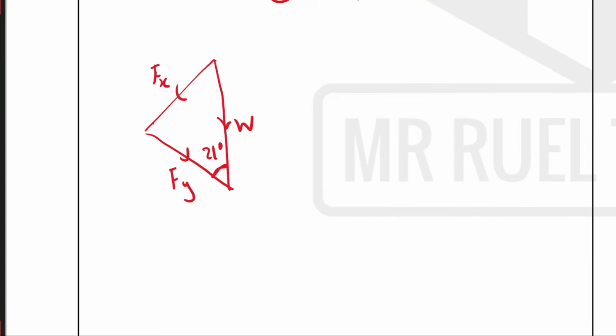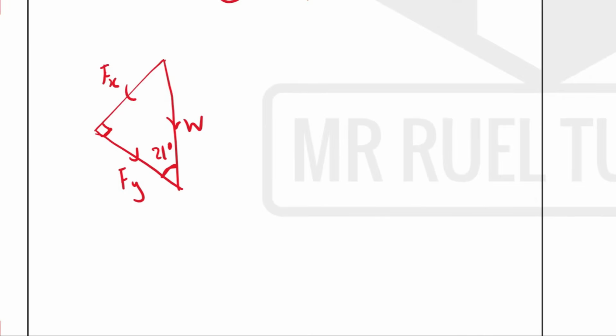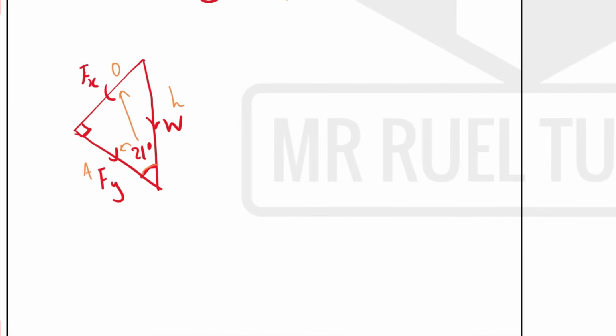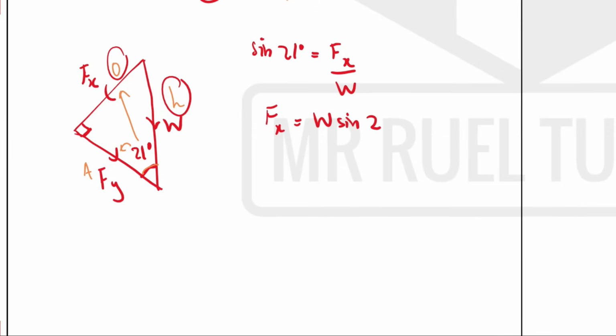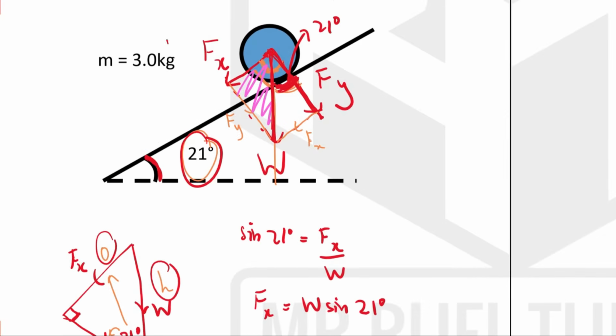And the 90 degrees is always between the two component forces. They are perpendicular to each other. So once again, we have ourselves a right angle triangle where W is the hypotenuse. This is the angle. So this is the side that is opposite to the angle, and this is the side that is adjacent to the angle. And so if we wanted to find Fx, we are going to use opposite over hypotenuse, which is sine. So sine of 21 degrees is equal to Fx over W. Fx is equal to W sine 21 degrees. The mass of the object here is 3 kg.